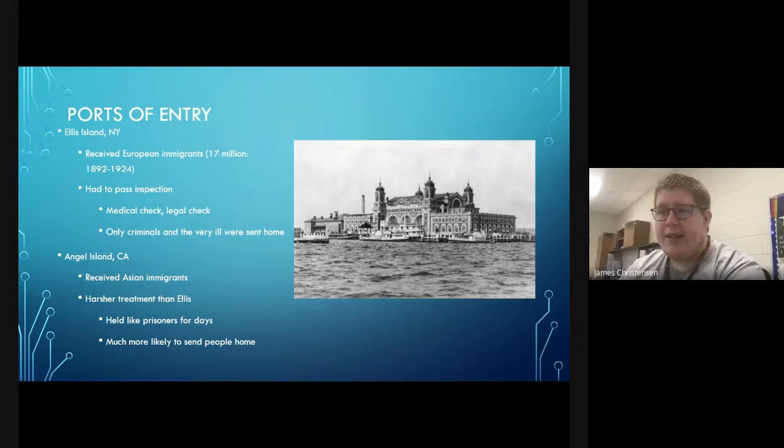On Angel Island, things were a little bit worse for Asian immigrants as they arrived there. It was a much harsher treatment for them. They were held like prisoners in quarantine areas for days, and they were much more likely to send people home. A lot of people, especially on the West Coast, did not want more Asian people coming into the United States.